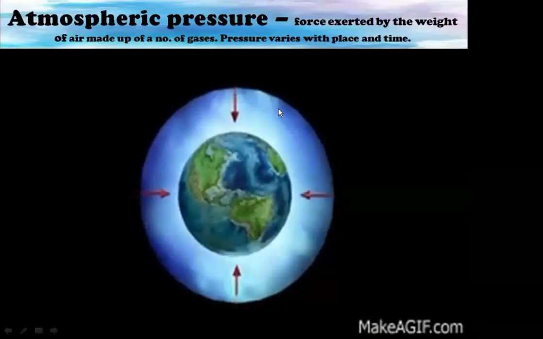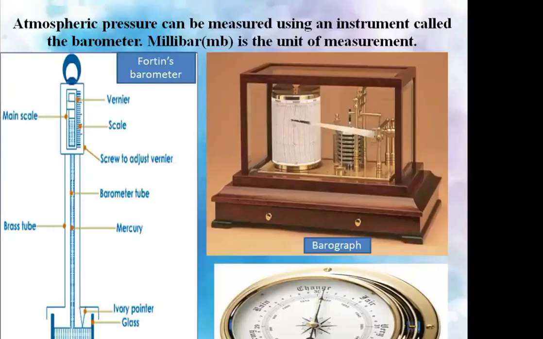Do you know the air that we breathe has weight because it is made up of a number of gases. Thus, we can say that the force exerted against the surface by the weight of air above that surface is known as atmospheric pressure. Atmospheric pressure is measured with an instrument called a barometer. The fortin barometer and barograph are the two used by meteorologists, while mountain climbers, sailors and pilots use the aneroid barometer.